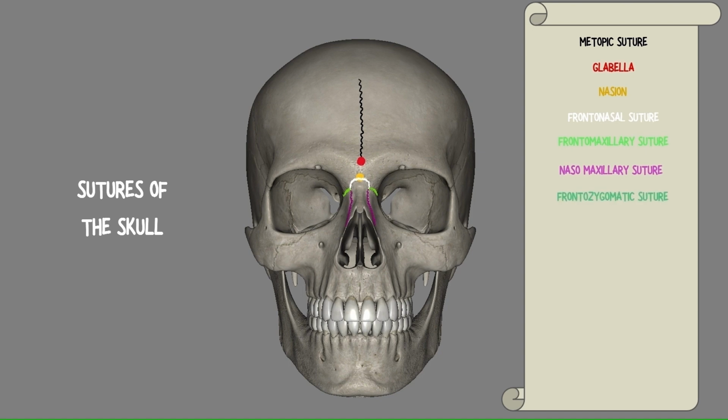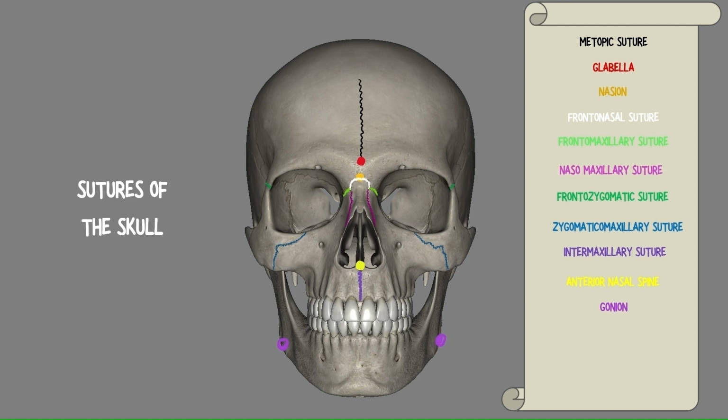The frontozygomatic suture, also known as the zygomatico-frontal suture, is between the frontal process of the zygomatic bone and the zygomatic process of the frontal bone. The zygomatico-maxillary suture is between the zygomatic process of the maxilla and the maxillary process of the zygomatic bone. The intermaxillary suture is a cranial suture, just below the anterior nasal spine, between the right and left maxillary bones. At the superior end of the intermaxillary suture, there is the anterior nasal spine.